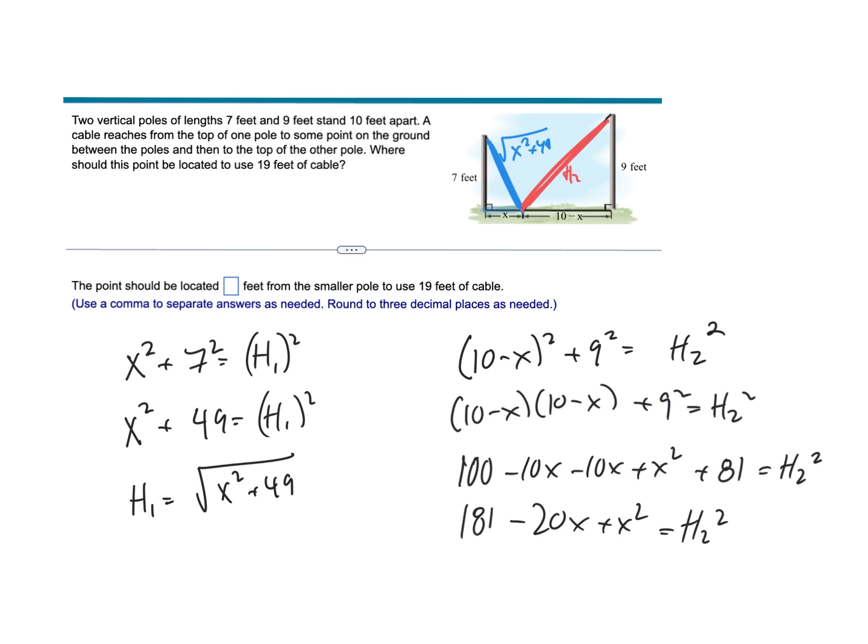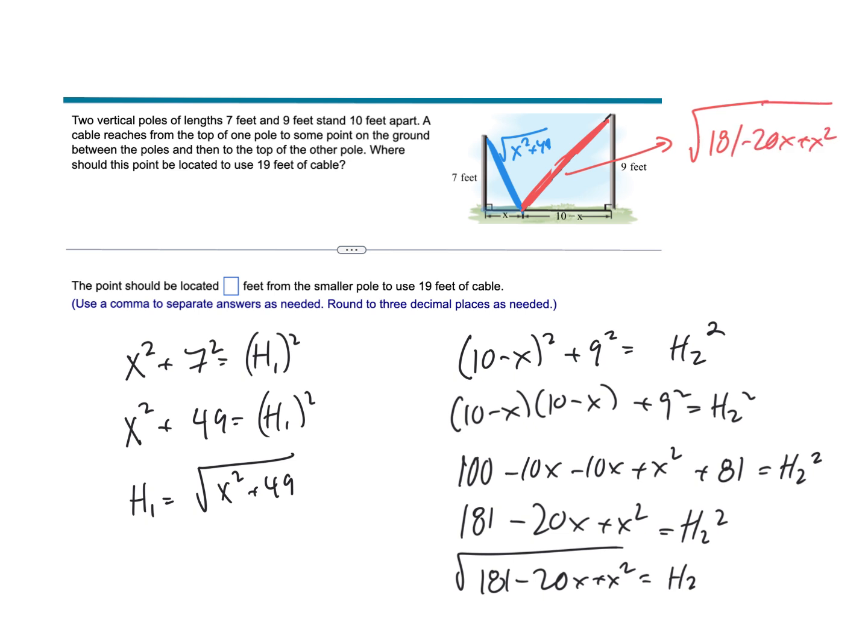So now I can take the square root of both sides. So the square root of 181 minus 20x plus x squared equals h2. So I don't have to call it h2 anymore. Let's erase that. I can write it all in terms of x. So this red is now the square root of 181 minus 20x plus x squared.